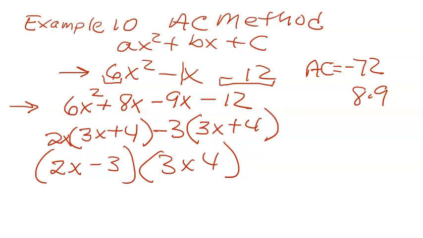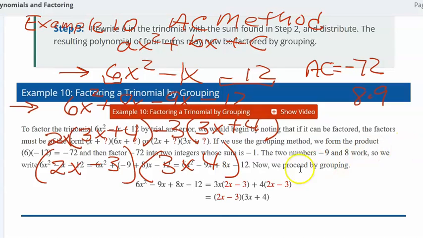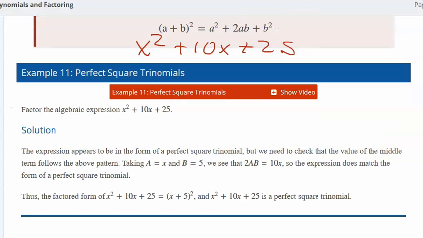And I'm going to go back to our regular board, and there we see it. In fact, they've written it the same way that I would have written it. Oh, good. All right. If you have these two binomials reversed, that's still okay. Now, for example 11 here, and we're almost finished. Just one more after this.